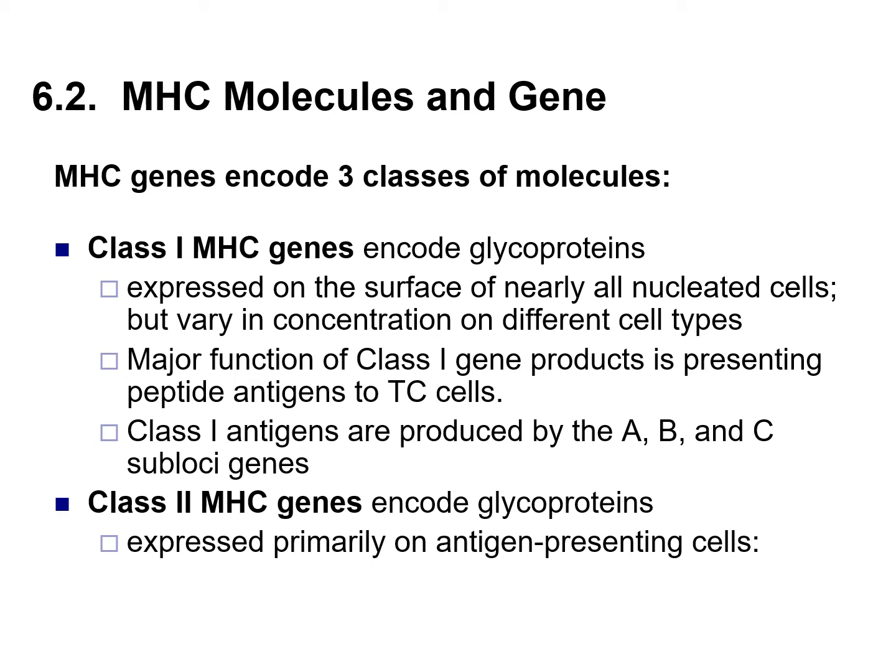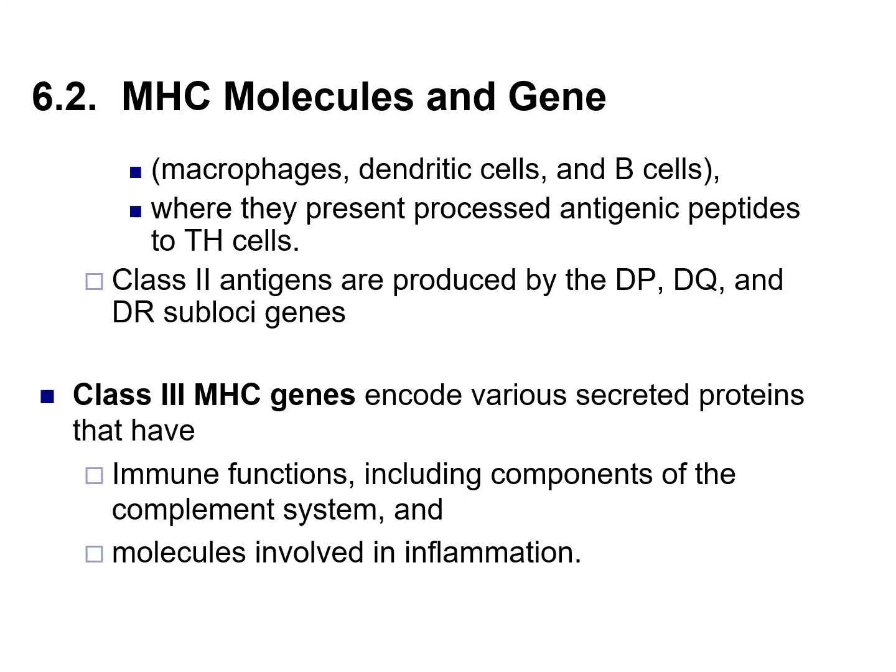On the other hand, the class 2 genes also encode mainly glycoproteins, and they are expressed on the surface of the antigen presenting cells, similar to this one, right? The antigen presenting cells are the macrophages, dendritic cells, and B cells. We mentioned this in the previous presentation, but they present these antigenic peptides to TH cells, compared to the other one, which presents to the cytotoxic cells. TH means T helper cells. Class 2 antigens are produced by these gene loci, DP, DQ, and DR.